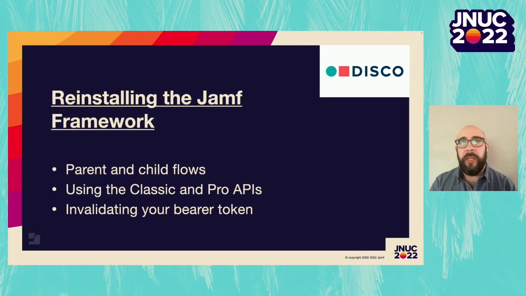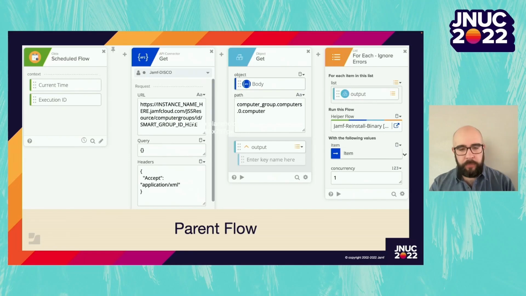So redeploying the Jamf framework is using the Jamf Pro API. You will have to use a custom API connector in Okta Workflows in order to get this done. Part of that flow is both generating and then invalidating the bearer token for each endpoint action that you'd like to run.